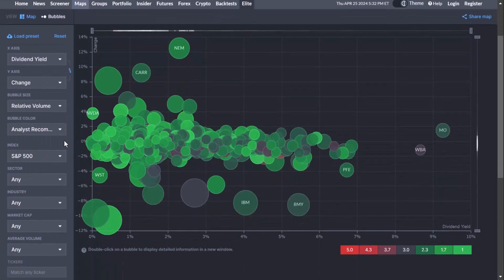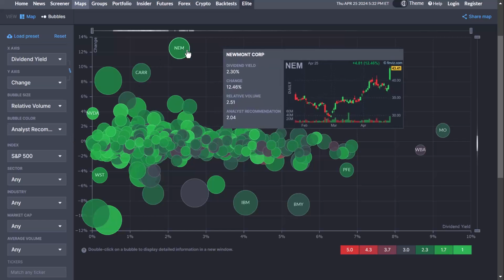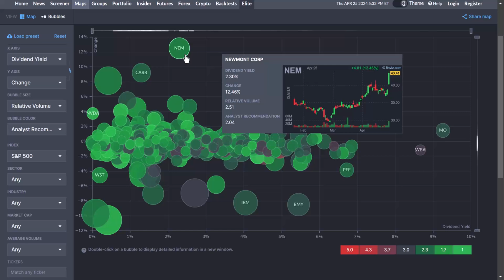This is pretty cool. So darker green indicates that it's more highly recommended by analysts. Now, as we're looking at this chart, I just pulled up Newmont Corp. It has a reasonable dividend yield. It's grown quite a bit in the last day of trading, and it's highly recommended by analysts and has relatively high volume, 2.5 times its average volume. So this is just an example of a stock that I might want to investigate a little bit further.